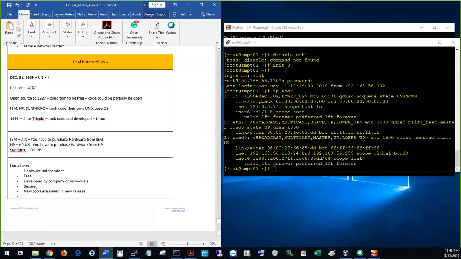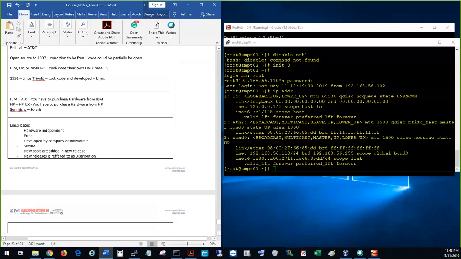Okay, and what is this new releases called? New releases is referred to as distribution. So the correct term is what distribution you're using or what version you're using. That's what is referred to. So when somebody is asking what distribution you're using, you tell them you're using a Red Hat 7 or Red Hat 6 or whatever.